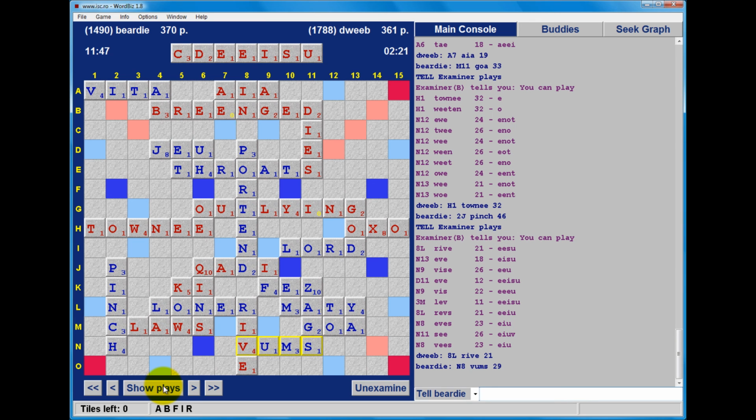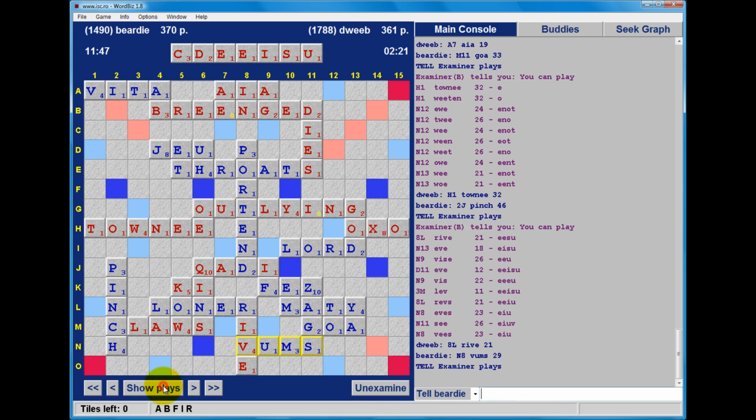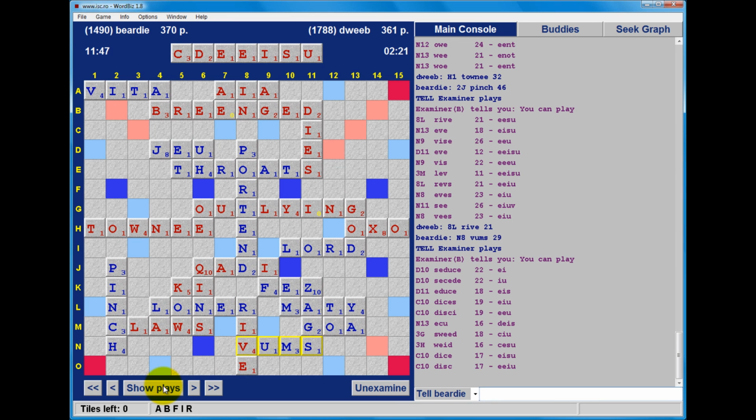And now this is the point where I played Edict and provided that wonderful scoring opportunity for my opponent. So what should I have done? Seduce at D10. Well, that would have opened up the triple word square at A15. E-juice at D11, that does the same thing. Dices at C10. Now that's a better play.